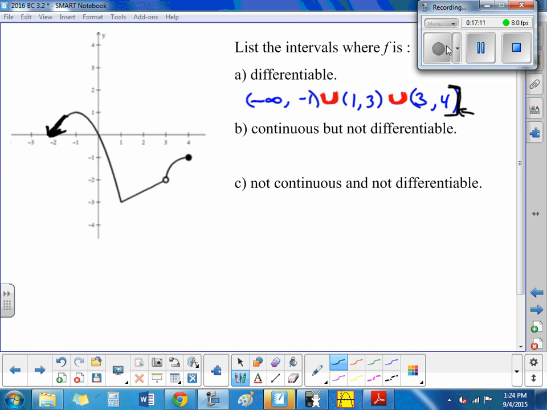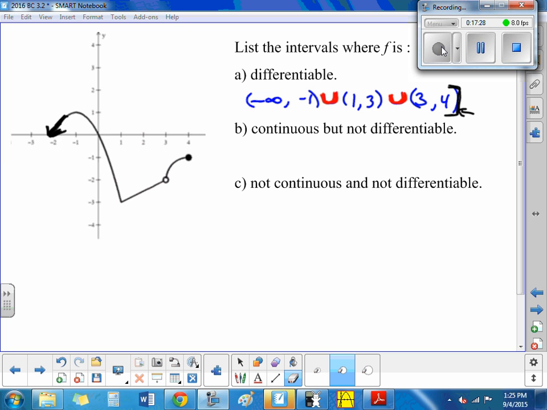If it's good enough to have a closed point and what looks like a horizontal tangent right there, if that's good enough for differentiability, then I suppose we could include it. Okay? Don't stress too much about the endpoint. What about continuous but not differentiable, part B?